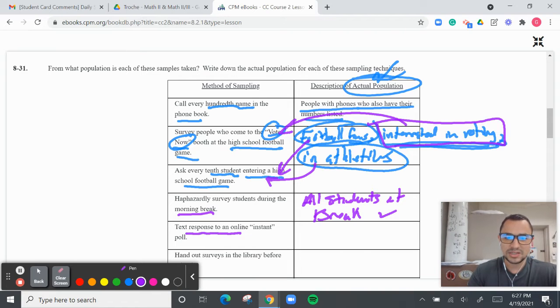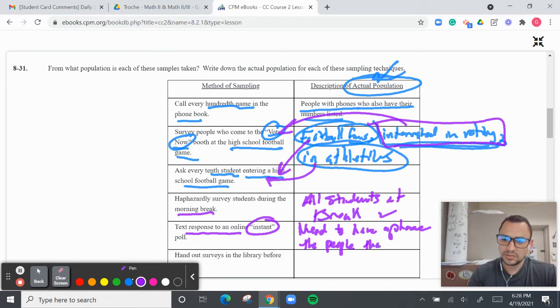Text response to an online instant poll. Okay, so again, the idea is good, but then they need to have a phone, right? If they don't have a phone, you're not going to get people that respond to the text because they don't have a phone. And again, they may not vote. The people that vote are only the people that want to vote, because if it's online, it's instant, they want to do it. Otherwise, they don't do it.